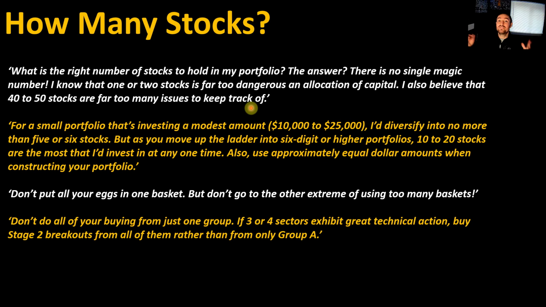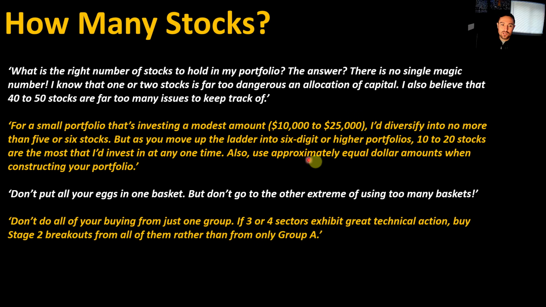If you've got 40, 50 stocks in your portfolio, to try and make high quality decisions on 40 to 50 stocks is very, very difficult. For a small portfolio that's investing a modest amount, 10 to 25k, I'd diversify into no more than 5 or 6 stocks. But as you move up the ladder into 6-figure or higher portfolios, 10 to 20 stocks are the most that I'd invest in at any one time.